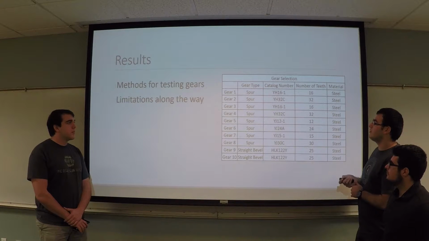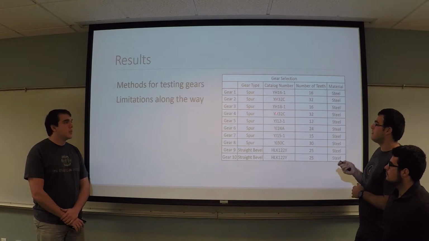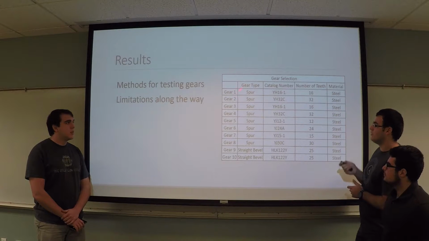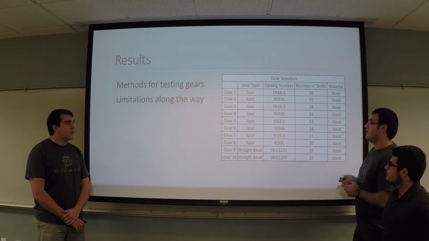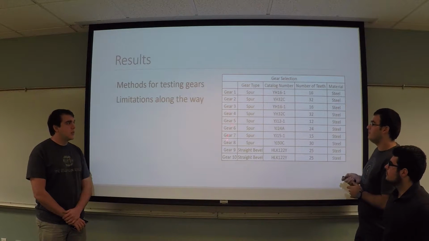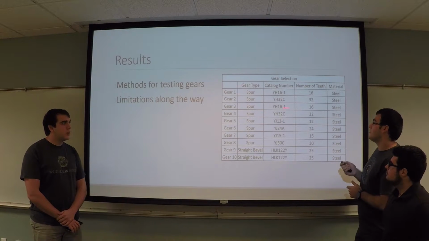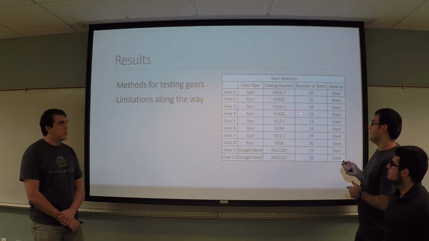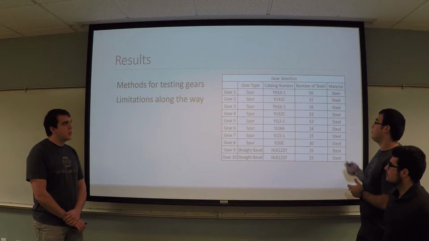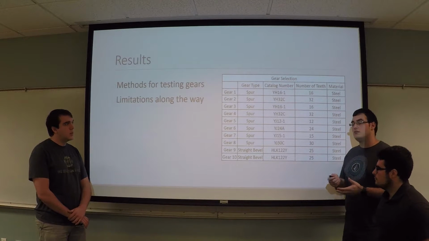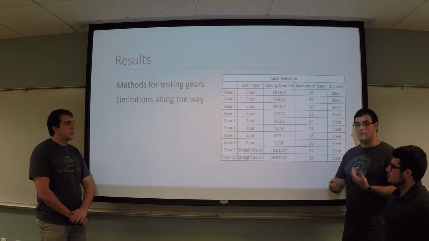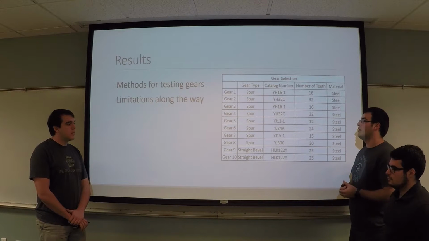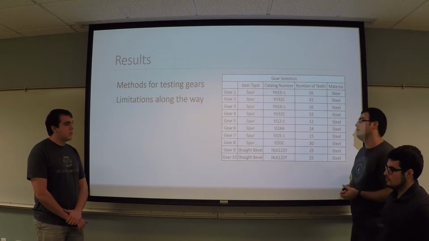Using the Boston gear catalogs, we used these gears shown here by this Boston gear catalog number, and we have a total of 10 gears. Each gears are paired off, and we have the first gear with 16 teeth, and then it goes on from there. The materials for all these gears are steel, so they can sustain more shock and more torque on them.